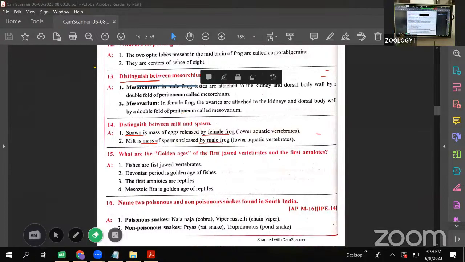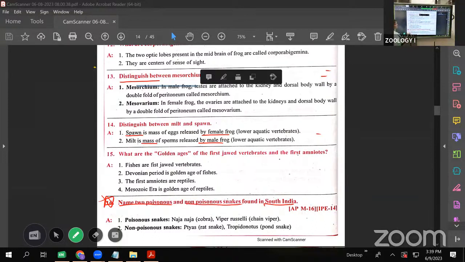Next one is a very, very important question. Most of the time they ask this one. Name two poisonous and two non-poisonous snakes found in South India. In South India, which snakes are poisonous and which are non-poisonous? Any two, they are asking here.